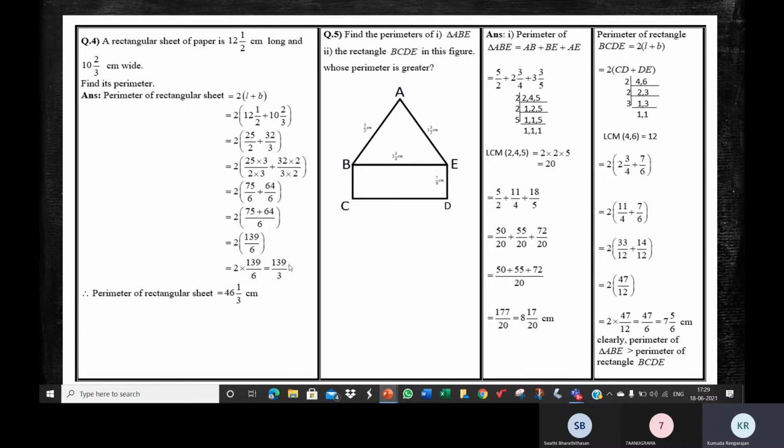On dividing 139 by 3, what is 46? Ma'am, the quotient. The quotient is 46. What is 1? Ma'am, the remainder. The remainder is 1. And what about 3? Ma'am, the divisor. The divisor is 3. 46 is the quotient, 1 is the remainder, and 3 is the divisor.